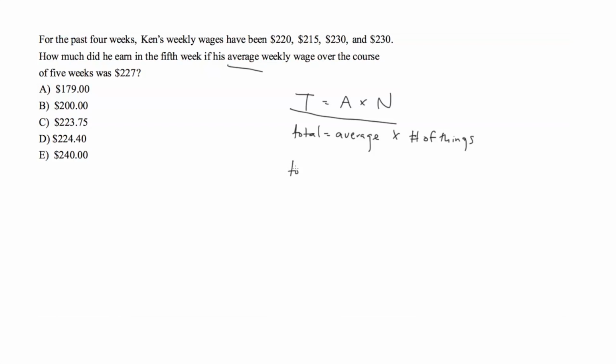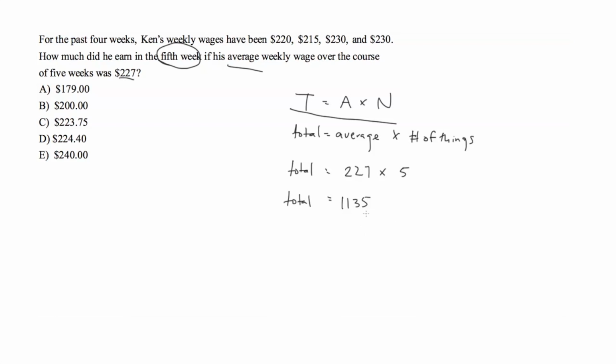We have the total, which is not given, but they do give us the average, in this case $227, and the number of things we're averaging. In this case, we want to average 5 weeks of weekly wages, so we are averaging 5 wages. 227 times 5 would be 1,135. That would be the total wage of all of the 5 wages.